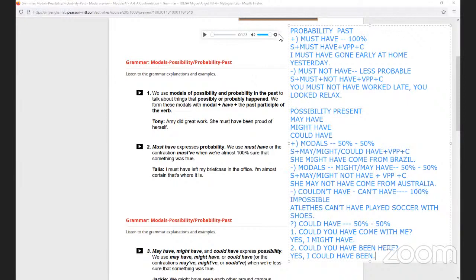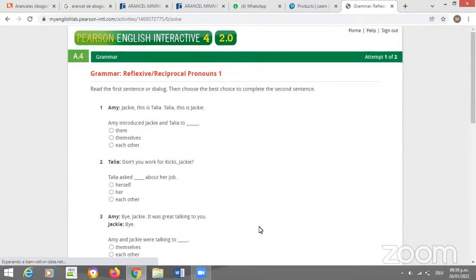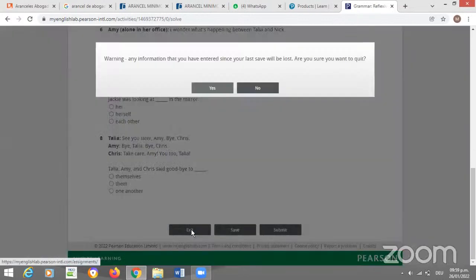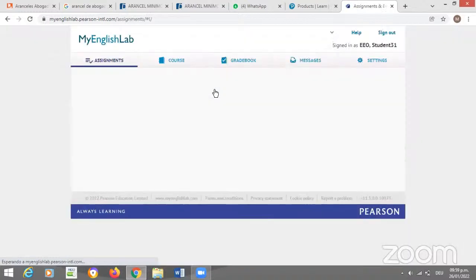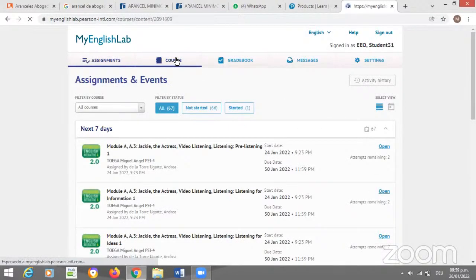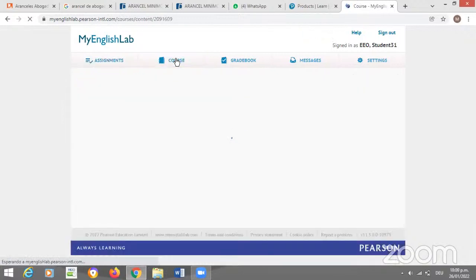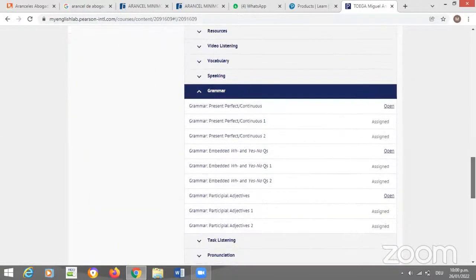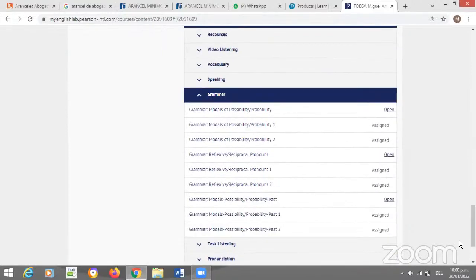Okay, so let's go to the platform. Okay, so we're going to put exit, because this grammar we're gonna do it tomorrow. This is the second. And we're gonna go to the course, the unit 4. And this is the third grammar. Okay, possibility past one. Yes.